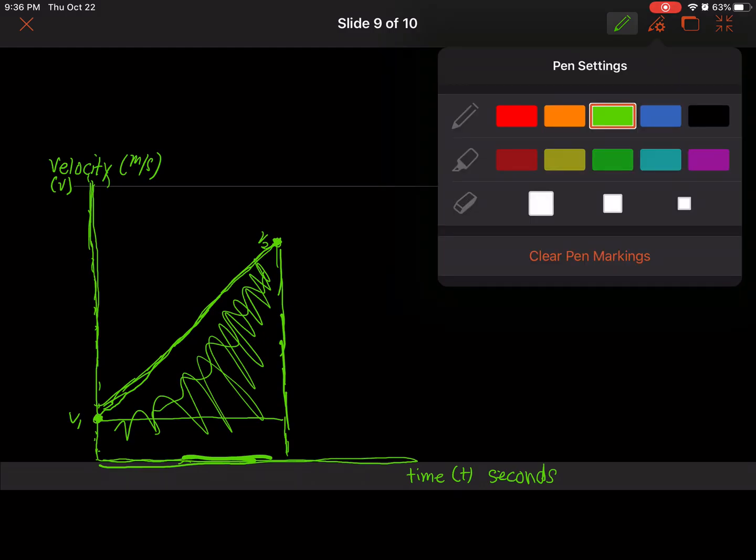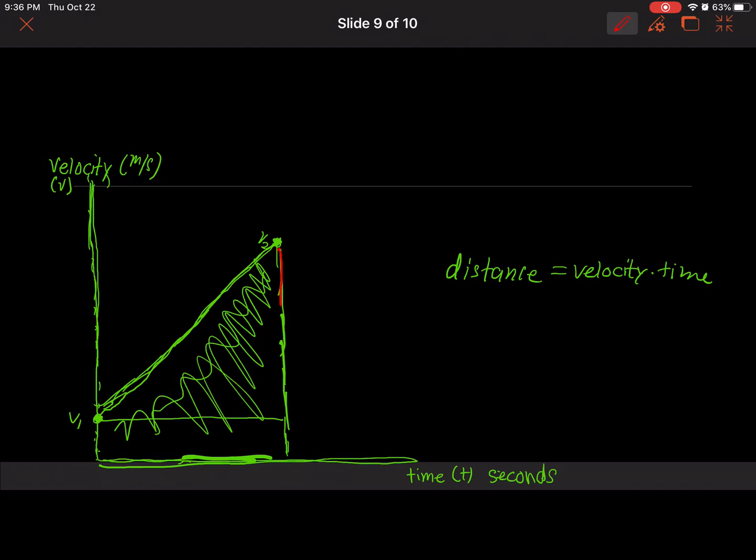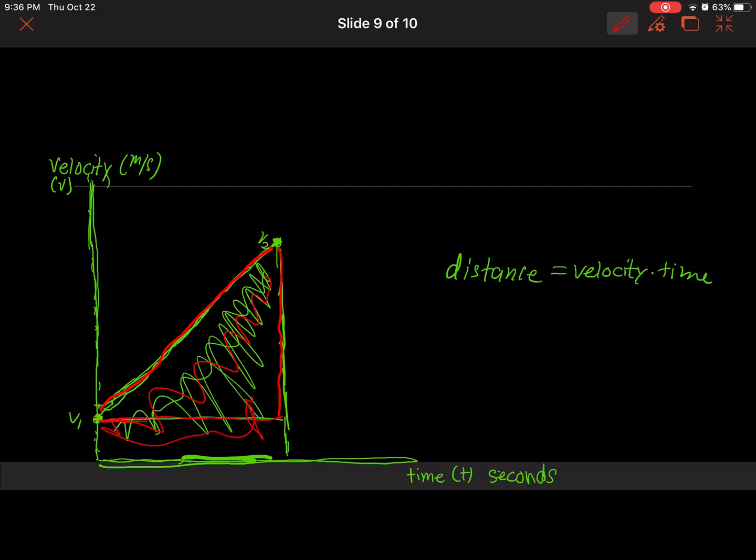I'm going to break this trapezoid up into parts. If I find this area, this must be distance, right? Because I would need to multiply velocity and time to find this area, which is distance covered. So when we find the area of this trapezoid, we're actually finding the distance that is covered by the object. And when we find the area of the trapezoid, we actually get a very useful formula.